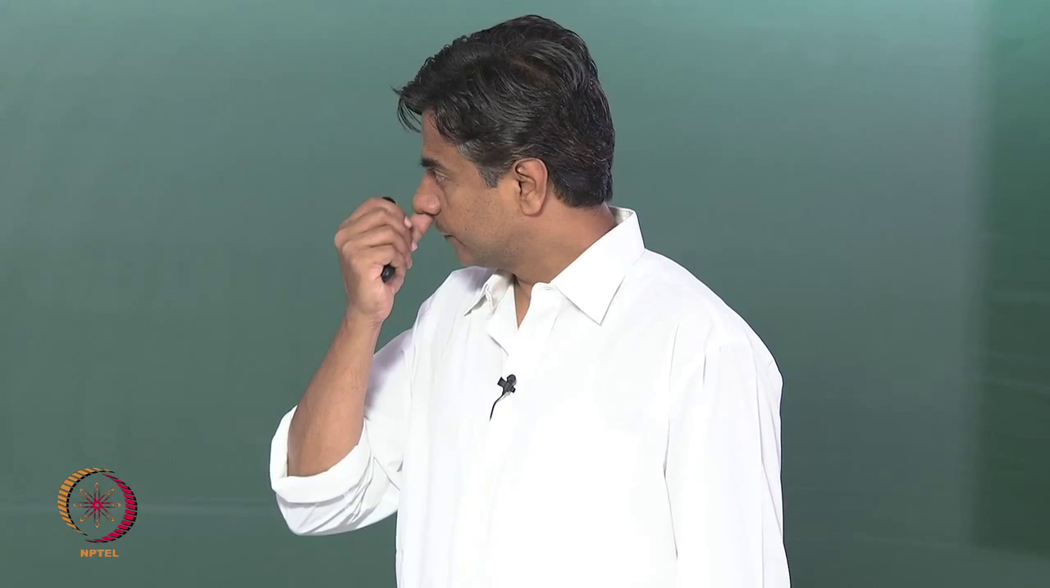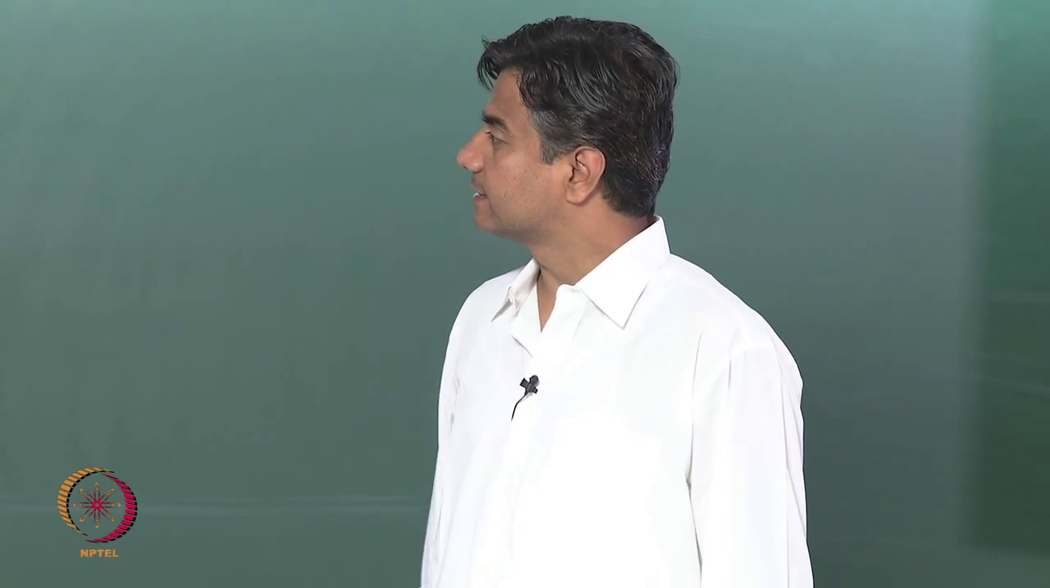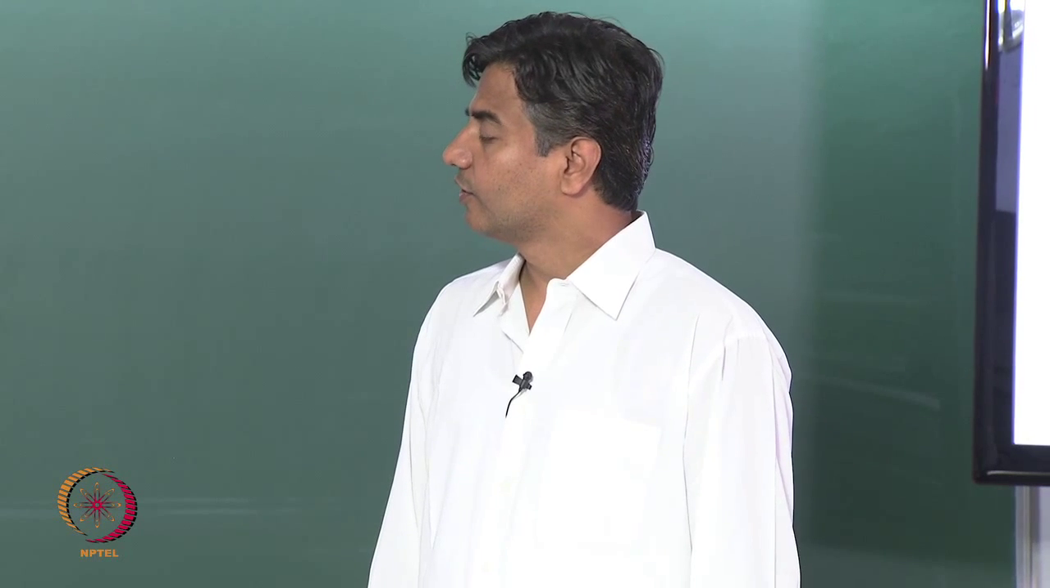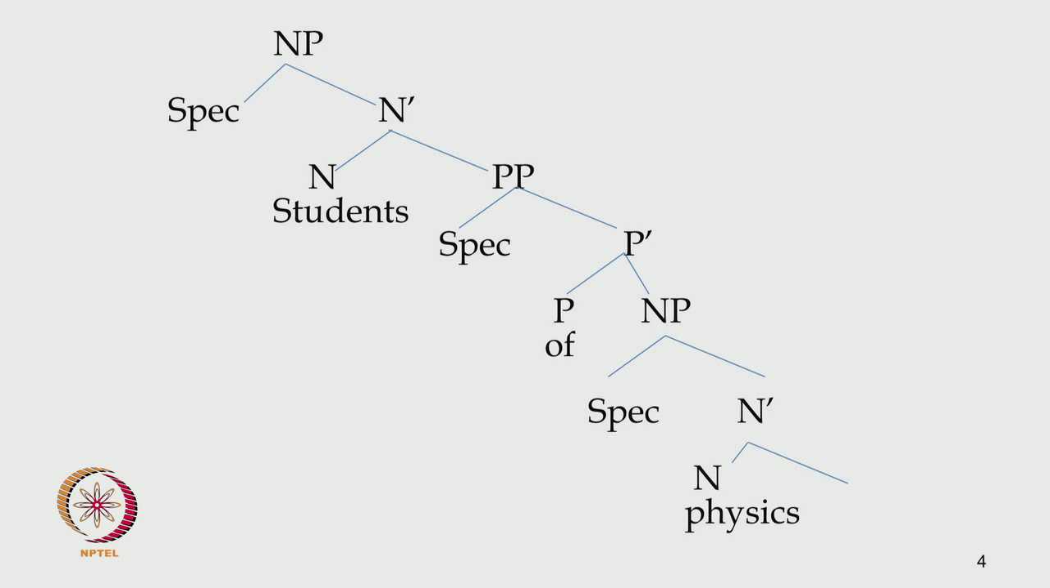So this is how a noun phrase is represented, where the important part that I want you to look at is that the head of the first NP has PP as its complement, and then in that PP the head is P, which is of, and another NP is the complement of that P. Okay?